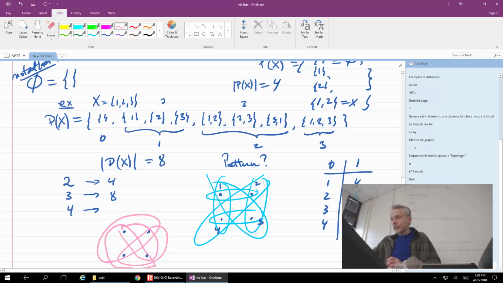It is not a coincidence that choosing 1 element or choosing 3 elements gives 4 each, because choosing 3 elements out of 4 is the same as choosing which element to omit. That's why choosing 1 element out of 4 or choosing 3 elements out of 4 gives the same number.